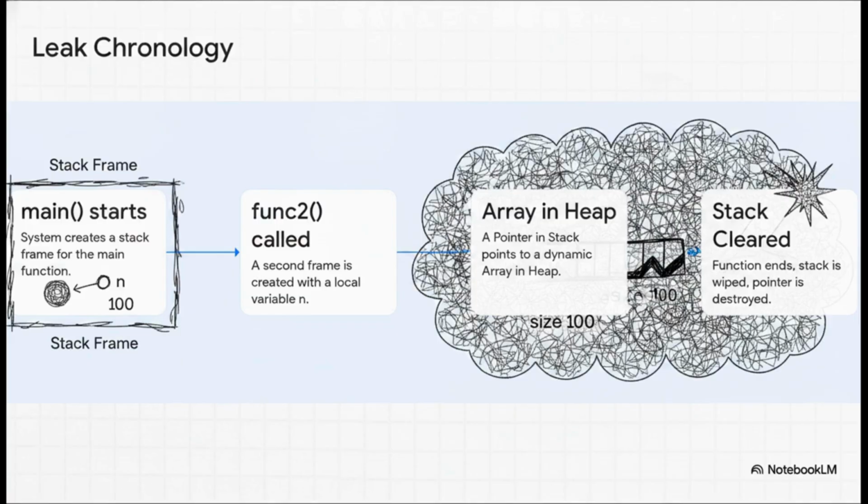Step 3, and here is where the magic happens. Using the new keyword, the program dynamically allocates an array of size 100. Because this is dynamic, this array is built out in the vast warehouse, the heap memory. But to interact with that distant array, we have to create a pointer, PTR, back in our stack frame for function 2. So the pointer on the stack strictly points to the array sitting way out there in the heap.